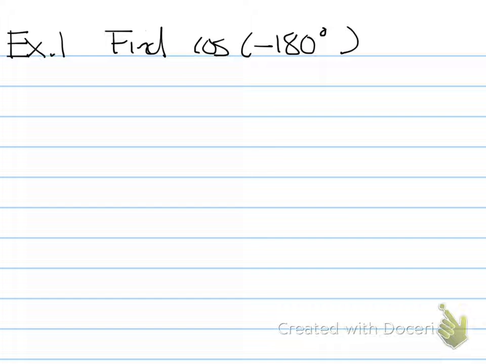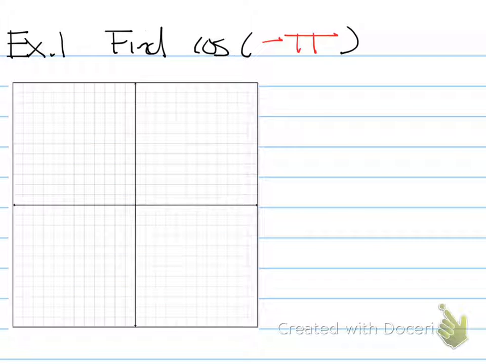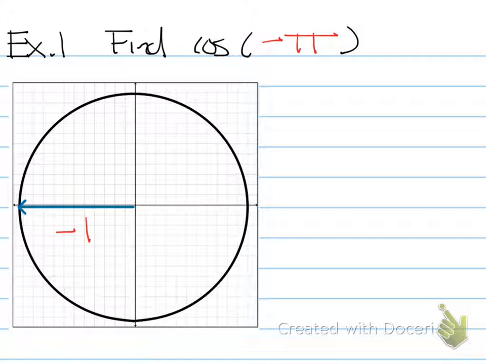All right, so if we wanted to find the cosine of negative 180 degrees, negative 180 degrees is equivalent to negative pi radian. So cosine of negative pi is the same thing as cosine of negative 180. To find cosine of negative pi, we want to see where the terminal side of that angle is, and it points to the negative x-axis. So cosine of negative pi is just going to be negative 1.